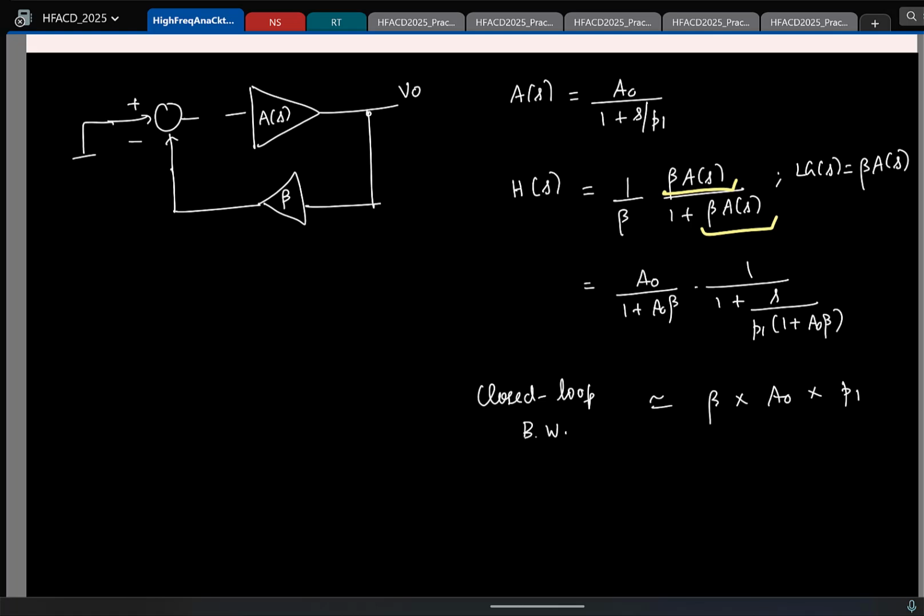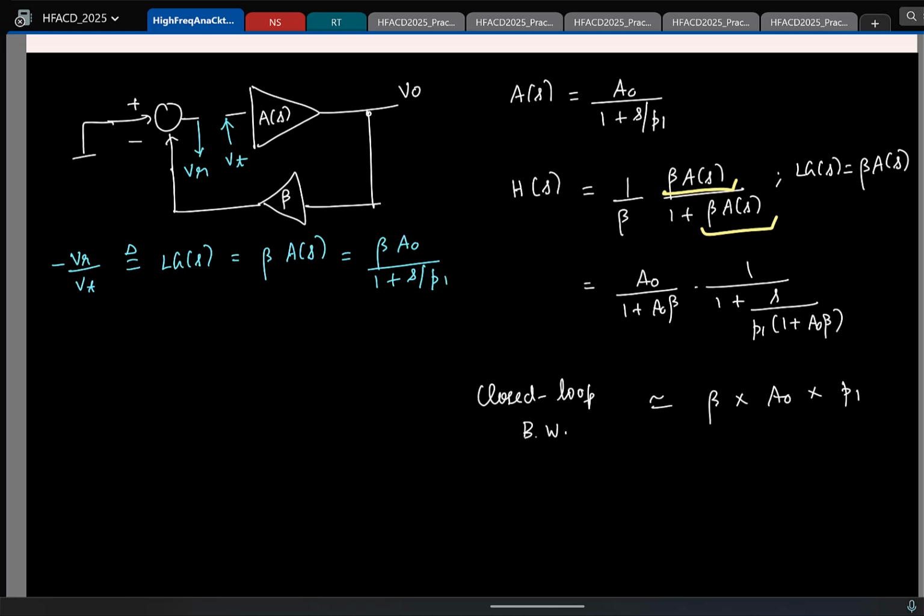So I'll break the loop somewhere here, and you excite the loop somewhere here. Let us say I feed in some test voltage here, and you see what is the voltage that is returning here, and the negative of this is what we define as the loop gain. In this block diagram, this is beta times A of S. If I expand this, I know what A of S is. It is a first order system, so this is beta times A naught by 1 plus S by P1.